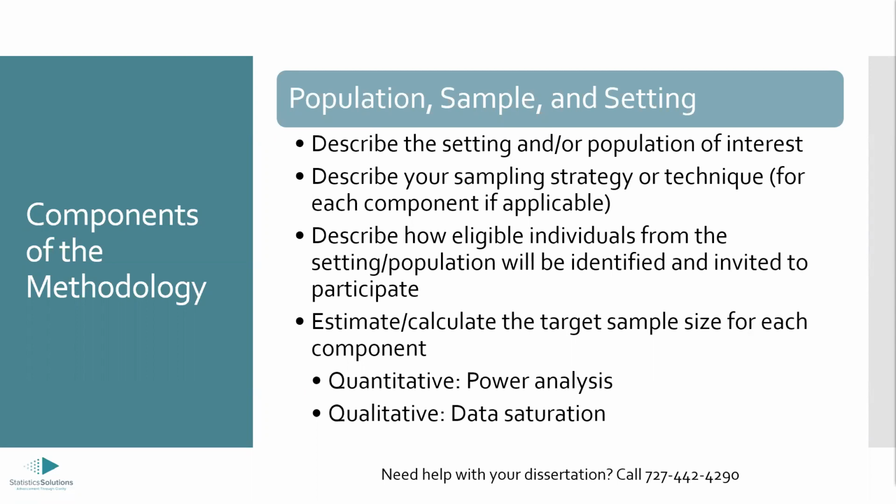You'll want to describe how eligible individuals from your setting or population will be identified and invited to participate. So if you have a general setting or group of people that you're studying, how are you going to identify people from that setting to participate in your study? What characteristics do they need to make them eligible?